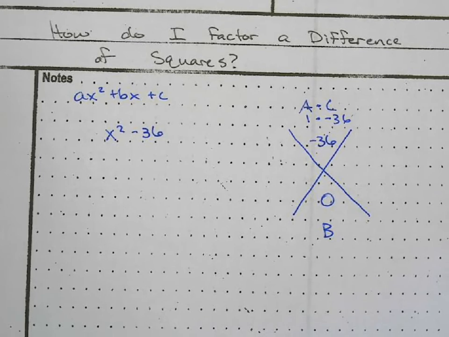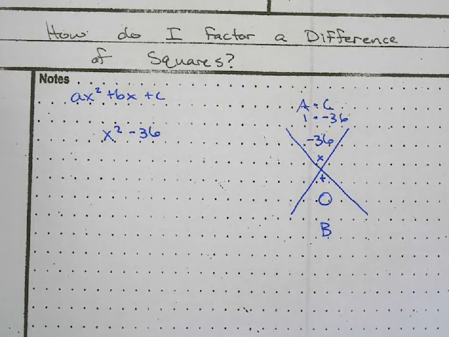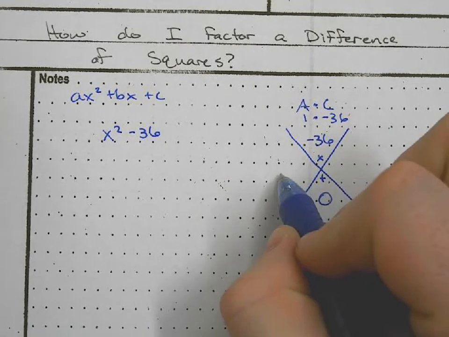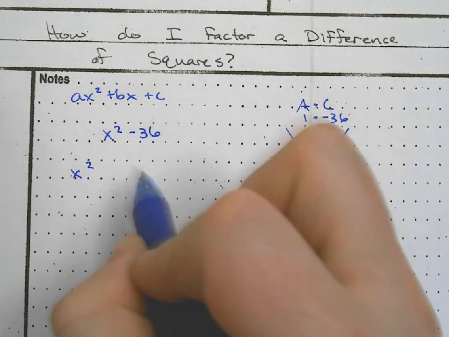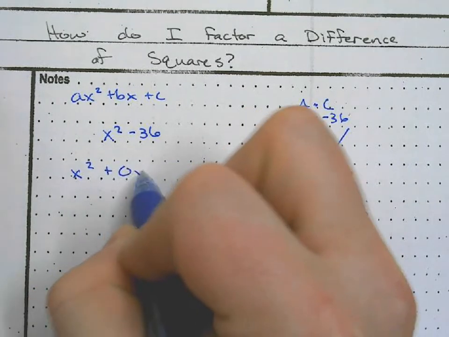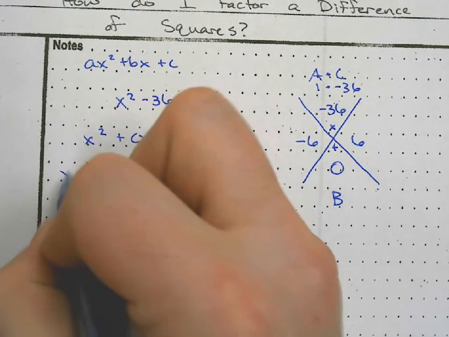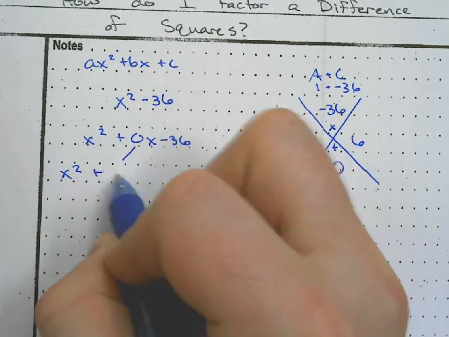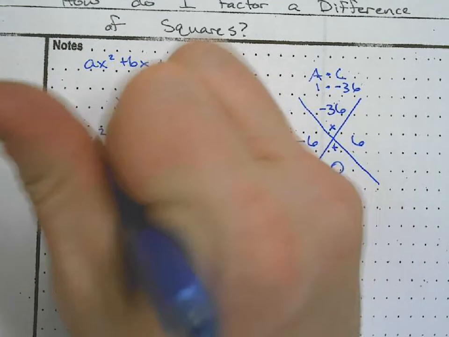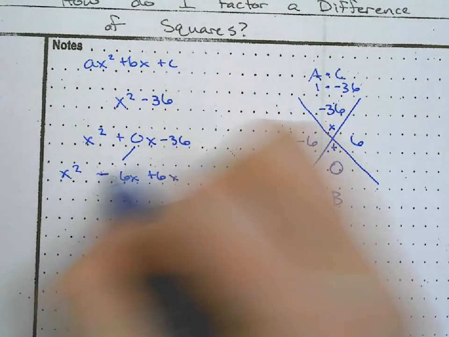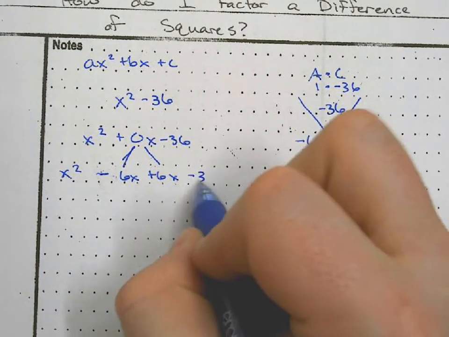So now we're looking for two numbers that multiply to negative 36 and add to 0. I could say that's negative 6 and 6. So we're looking at x squared plus 0x minus 36. And then we'll split our middle term. So 0 splits into negative 6x plus 6x. And bring down our minus 36.